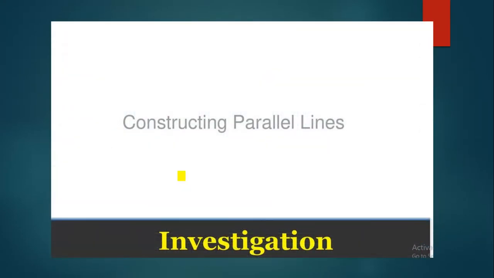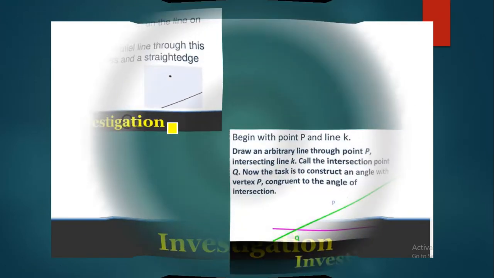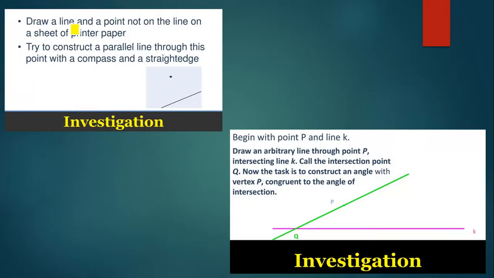Now how to construct parallel lines? So draw a line and a point. Can you see this? So here I'm going to show some of the steps. Draw a line and a point, not on the line, on a sheet of paper, on any side. Try to construct a parallel line through this point with a compass and a straightedge. Begin with point P, right?